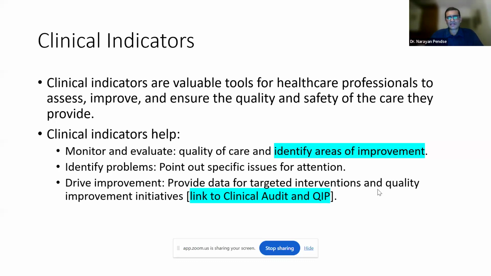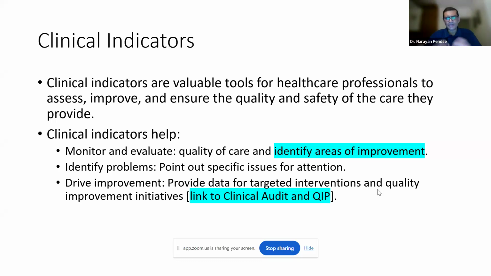The purpose of clinical indicators is not to meet the requirements or conformities of any accreditation body. Clinical indicators are valuable tools for healthcare professionals to assess, improve, and ensure the quality and safety of the care that they provide, obviously, to our patients, and this is an example of patient-centric care and monitoring of care. What do they help in? Well, they help in monitoring and evaluating the quality of care which is being provided, and more importantly, identify opportunities or areas of improvement. They also help pinpoint specific issues for attention, and they overall help drive the improvement.